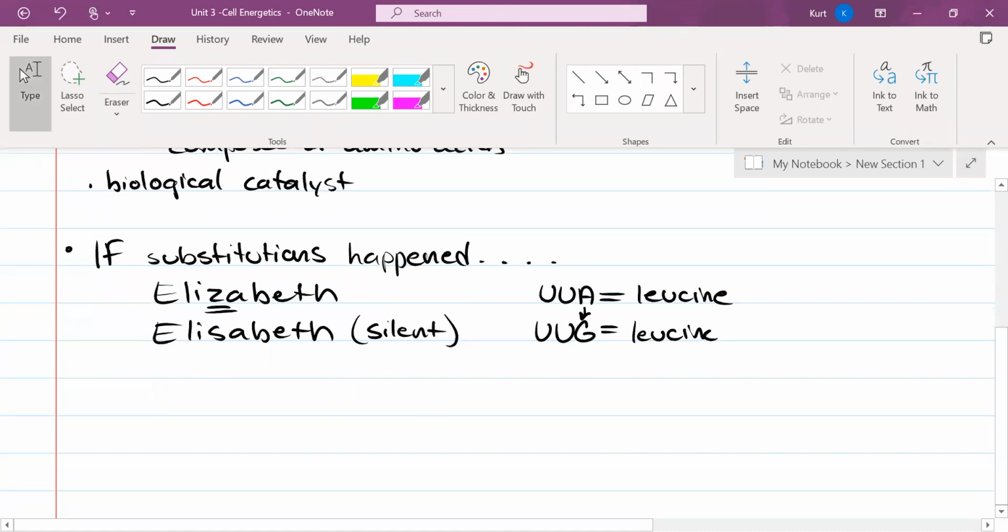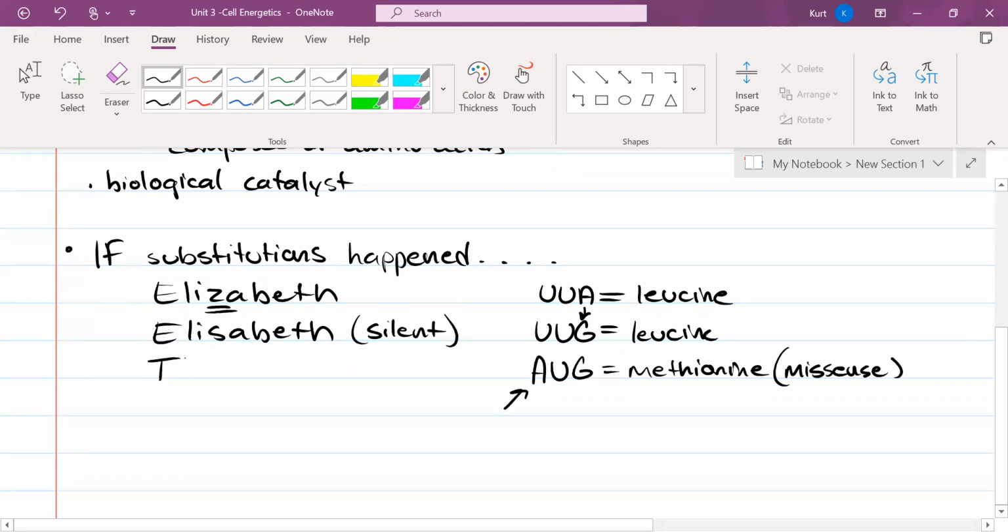Well, let's say another mutation is encountered, and you have AUG. So now the U became an A. That would become methionine. That would definitely be a mutation that would change the sequence of the amino acid. This is known as a missense mutation. That would be like taking the name Elizabeth and beginning with a T. That would definitely change how we say it. So that's not the same as it once was. This is a missense mutation.